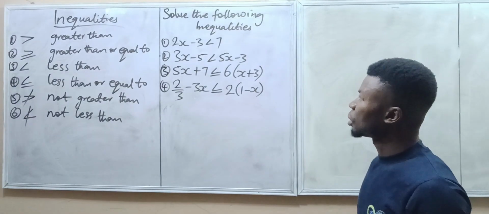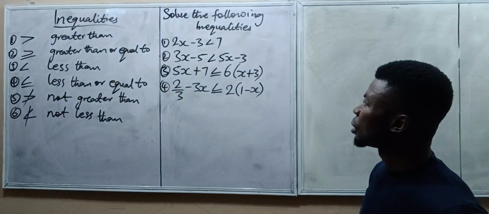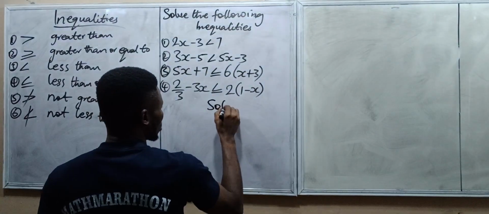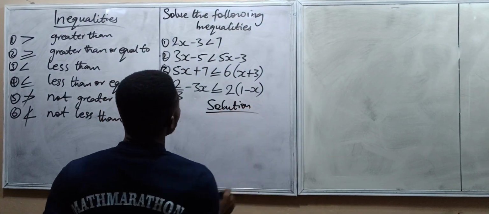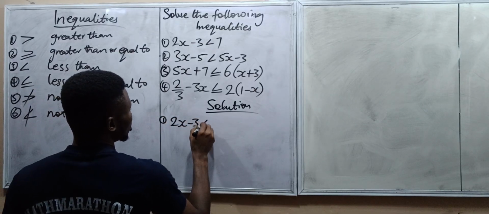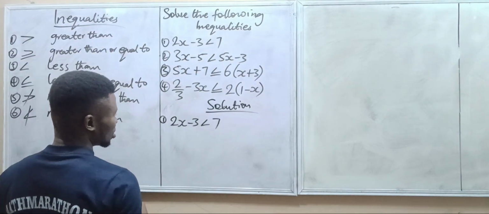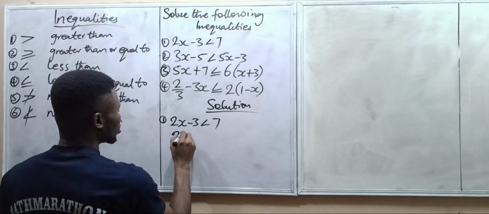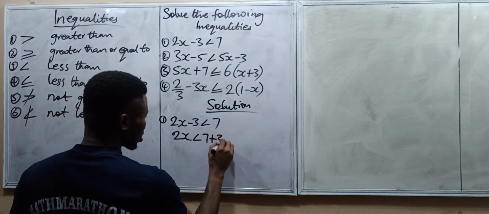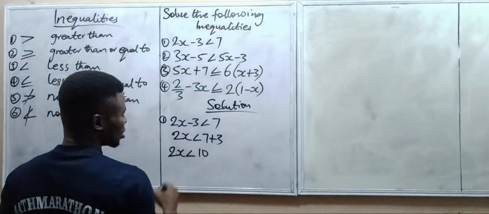Okay, let's look at these examples. It says solve the following inequalities, and the first one is 2x minus 3 is less than 7. So the first thing to do is to add 3 to both sides. When you add 3 to both sides, you have 2x, of course minus 3 plus 3 is gone, is less than 7 plus 3. And this will give us 2x is less than 10.